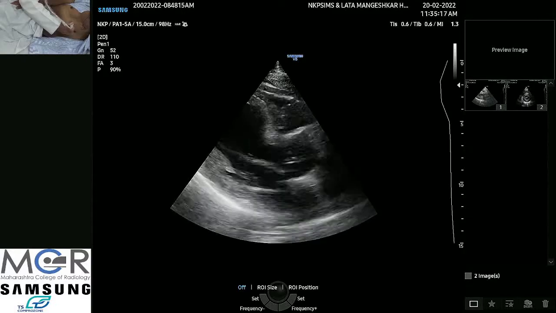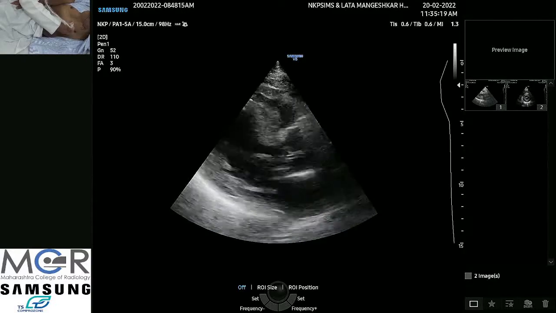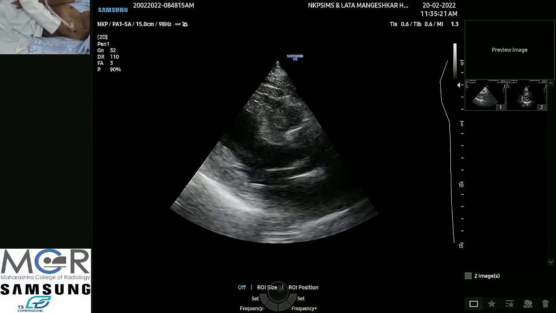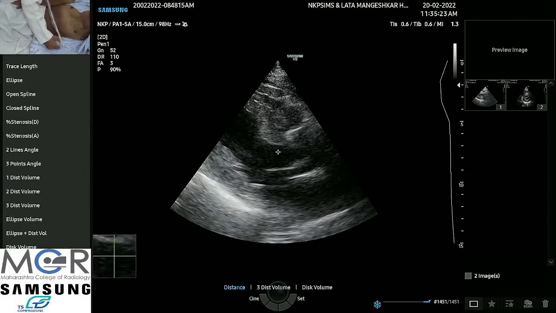Now this is not an ideal patient for M mode, because here you can see a bulge of the septum. This is called sigmoid septum. This bulge is seen as the age advances, and one should not measure at this level.